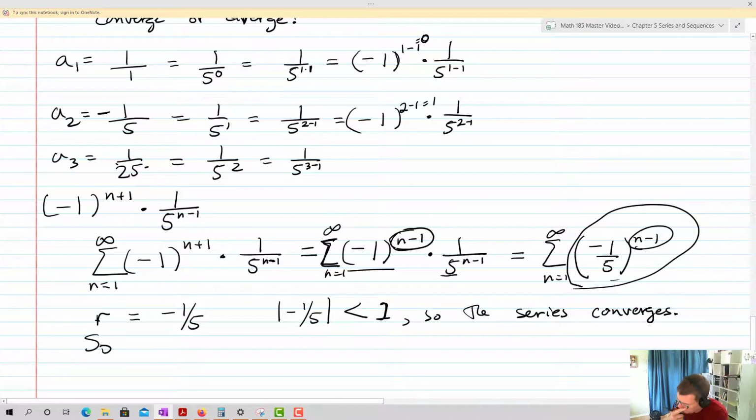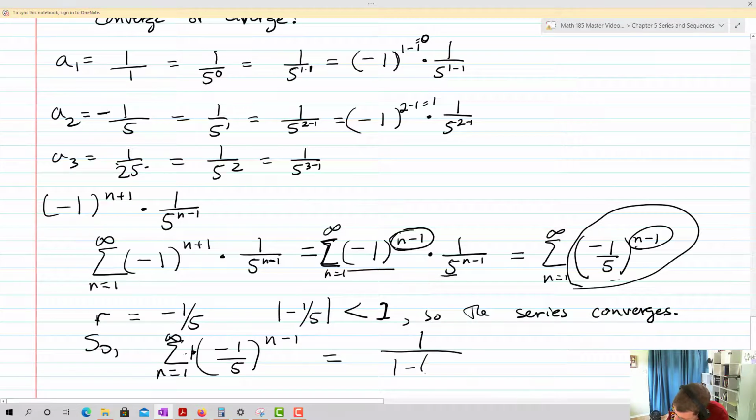So what we end up with is my series, n equals 1 up to infinity of negative 1 over 5 to the n minus 1, is going to equal a, which is just 1 since there's a 1 in front, so 1 over 1 minus negative 1/5. So this is going to be 1 over 6/5, which ends up equaling 5/6. And that is the value of my infinite sum.